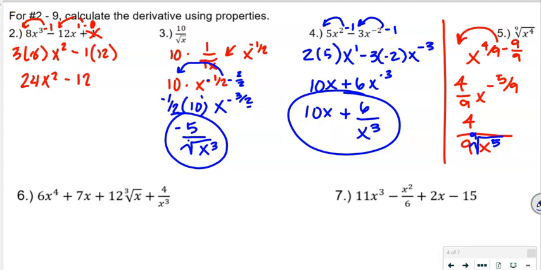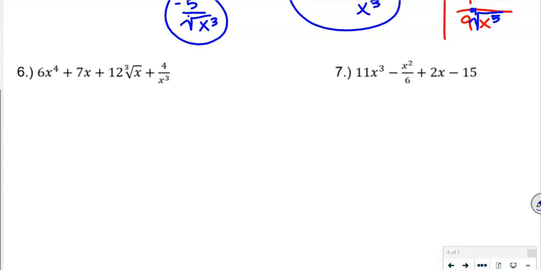All right, so let me see if I can get a little more room here to work. Okay, so here we go again. So we are going to multiply this up front. So that's going to be 4 times 6. Subtract 1 from that, so that's going to be x to the 3rd. This x goes away, so this is just going to be plus 7, plus 12, and again, I'm going to make this x to the what? 1/3. Remember, index is the denominator, plus, and we're going to do this one for x to the negative 3.